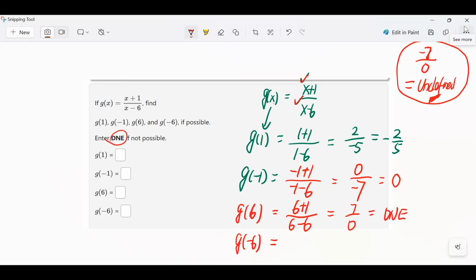Very good. And g of negative 6, so negative 6 plus 1 over negative 6 minus 6. Negative 6 adding 1 is negative 5. On the bottom, negative 6 minus 6 is negative 12. That would be 5 over 12. So that's how we handle this type of question.